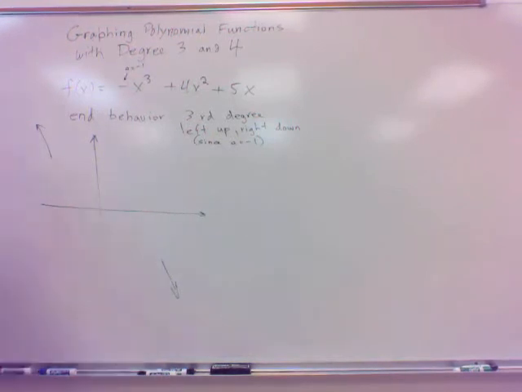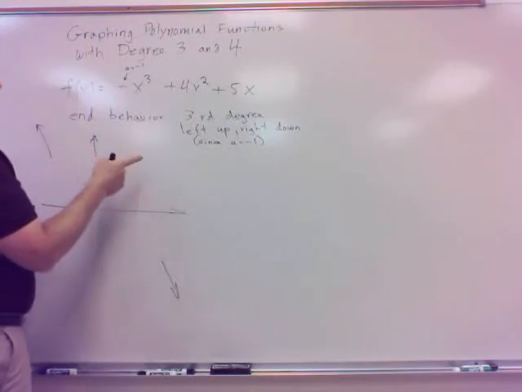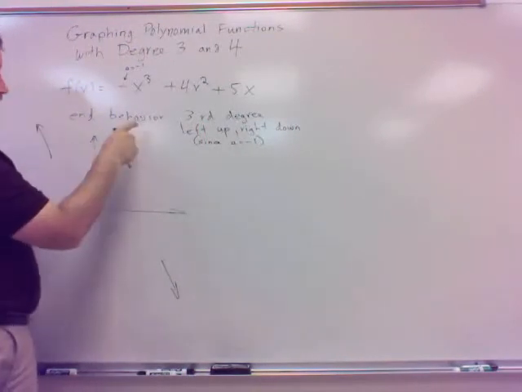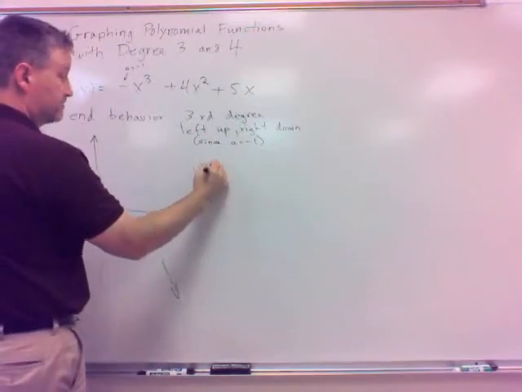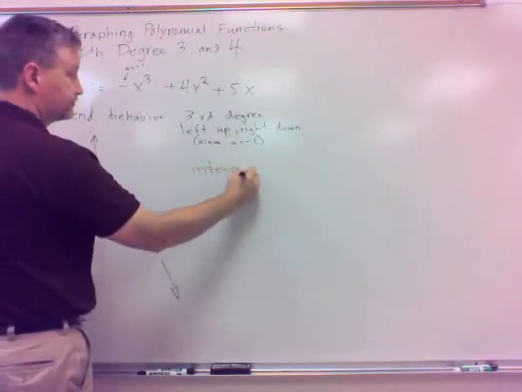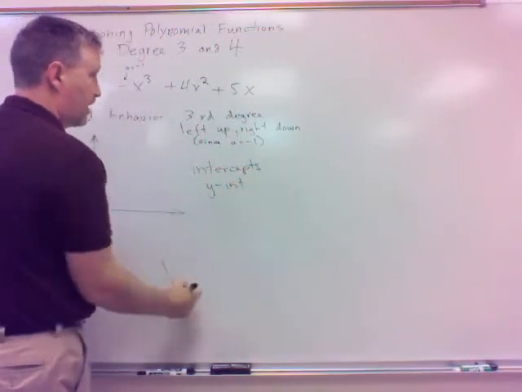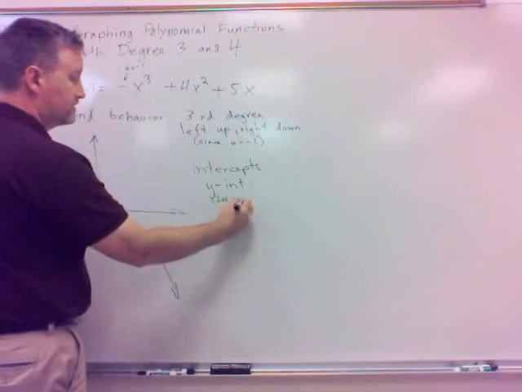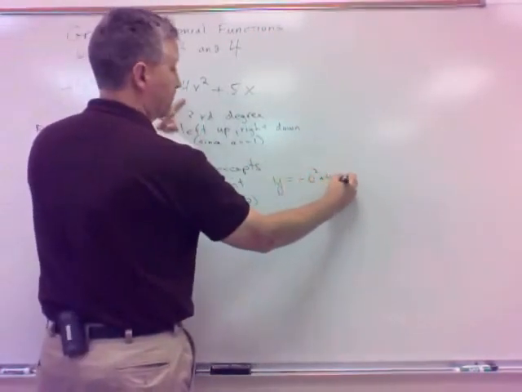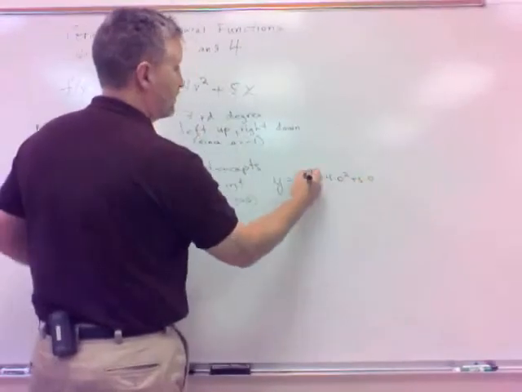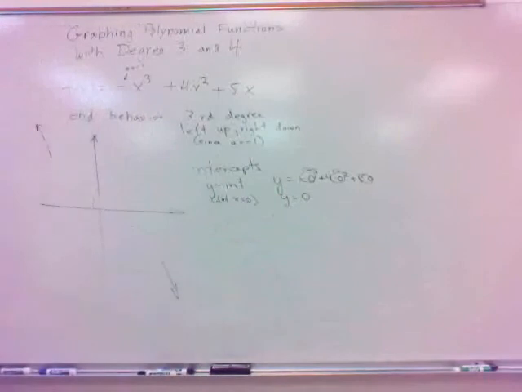All right. Now, for the graph, anyway, we then did talk about our intercepts. And the Y-intercept, start with the easy one here. The Y-intercept, you just set x to be 0, as always. And we get y equals negative 0 cubed plus 4 times 0 squared plus 5 times 0. Well, that's 0, that's 0, that's 0. So the Y-intercept is 0, isn't it?